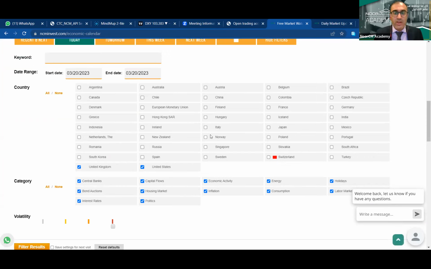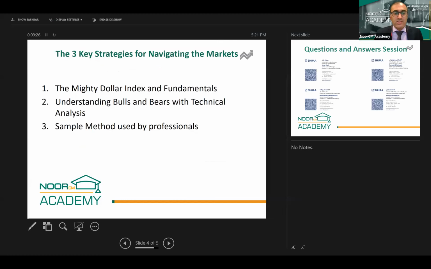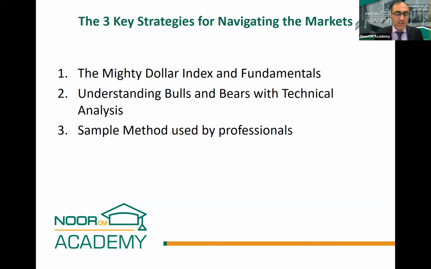So going back to the presentation, the first thing that you need to analyze in the financial markets is the dollar index. What is it doing? What's expected? And the fundamental events.